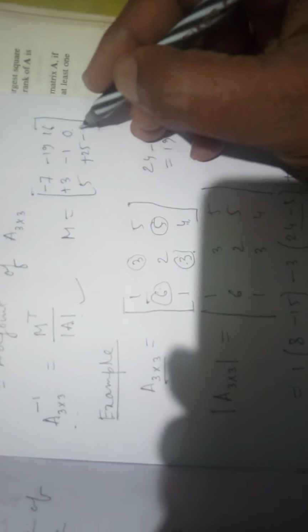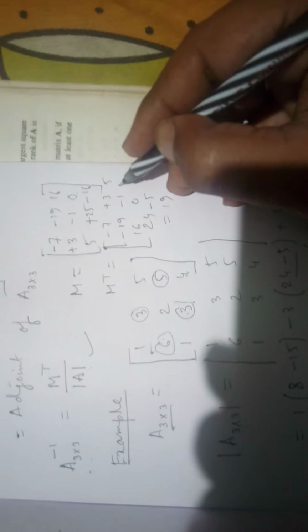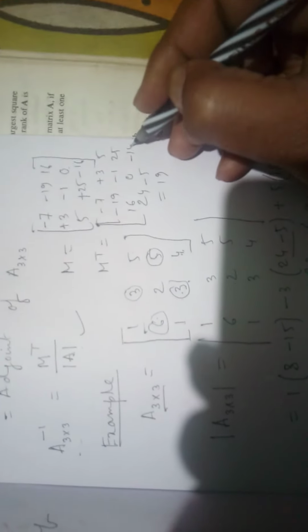To find the adjoint, we will take the transpose of this matrix. This will be minus 7, minus 19, 16, plus 3, minus 1, 0, 5, 25, minus 16.